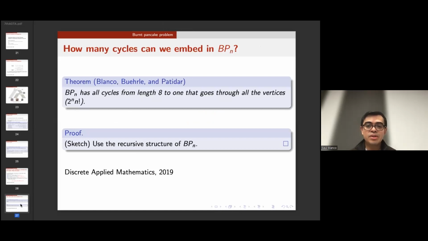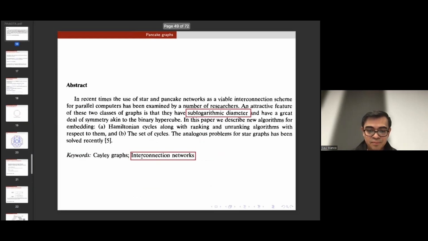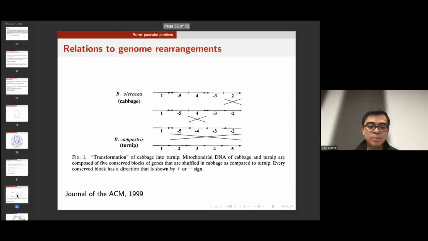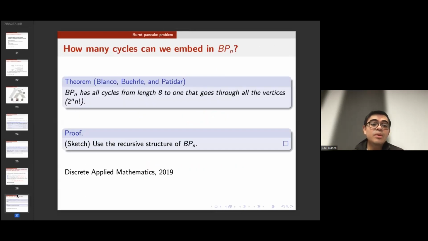Okay, so what else do we know about cycle structures? There was this result that I mentioned already. Let me just go back. Sorry about this. The PN for the regular pancake graph is weakly pancyclic, which means you have all cycles of length from the girth to one that goes through every single vertex in the graph, namely a Hamiltonian cycle. So we wanted to prove something similar for the burnt pancake graph, and it turns out that it actually is true. So the burnt pancake graph will have all cycles from length 8, which happens to be its girth, to one that will go through all of the vertices, so a Hamiltonian cycle.